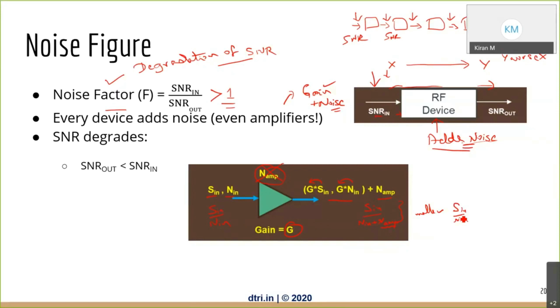Now I told you everything we have to take in dB. So what is noise figure? Basically you take the noise factor, take 10 log 10 of that, and you'll get the noise figure. Once you have a log, you don't have to divide, you just have to subtract. That's the advantage of taking a dB scale.